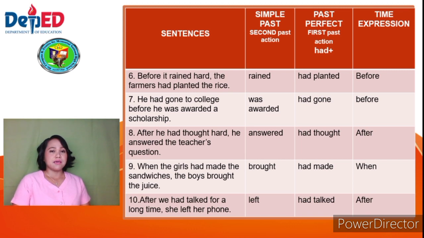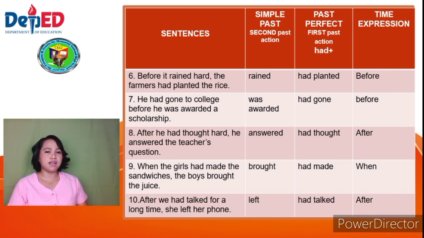Number 6. Before it rained hard, the farmers had planted the rice. We have here before as the time expression. Had planted, which is the past perfect. Rained, a simple past. Number 7. He had gone to college before he was awarded a scholarship. Time expression before. Past perfect, had gone. Simple past, was awarded.